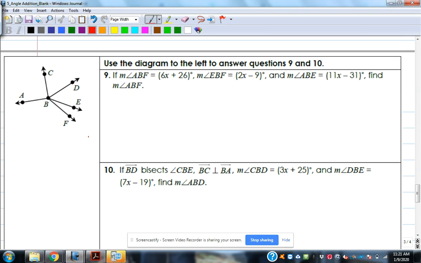So we know angle ABF is that one. All right, and we're going to go around this direction because that's where all the other angles are. And then we know that's the bigger angle, right? EBF is right here, right? That's the blue. And then ABE is right there. That's the purple one. So those two do what?